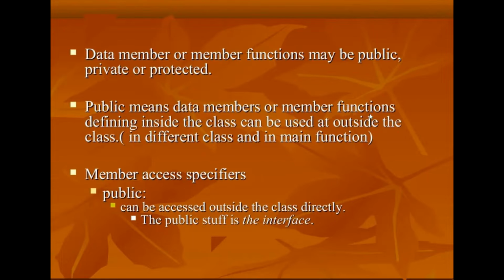Public means data members or member functions defined inside the class can be used outside the class also. So different classes and different member functions can access these variables and member functions which are declared within the public section. This is the use of the member access specifier public. It can be accessed outside the class directly, right? So we use the keyword public as a public interface.